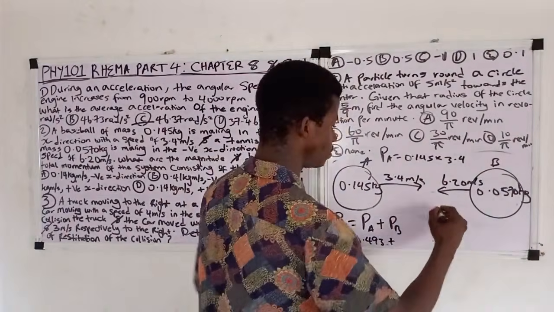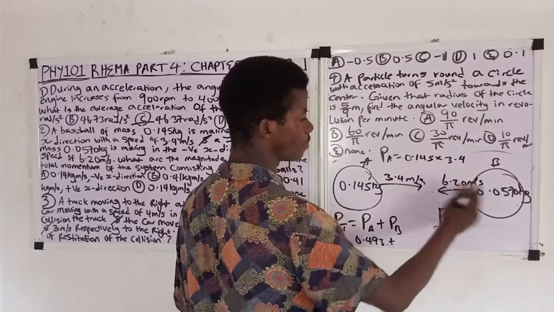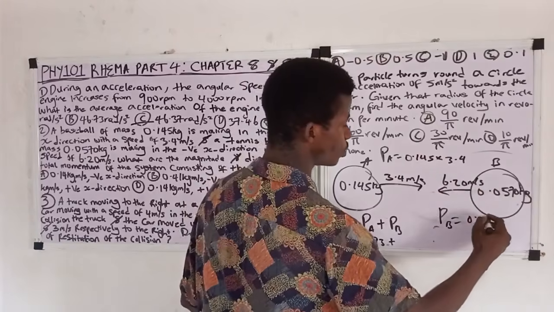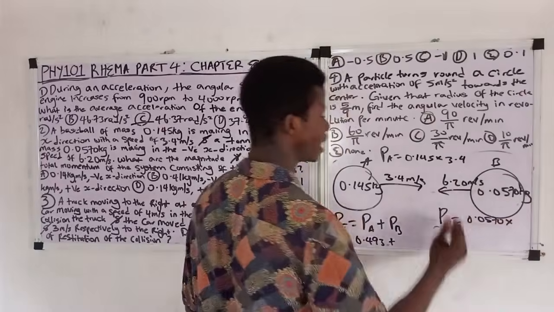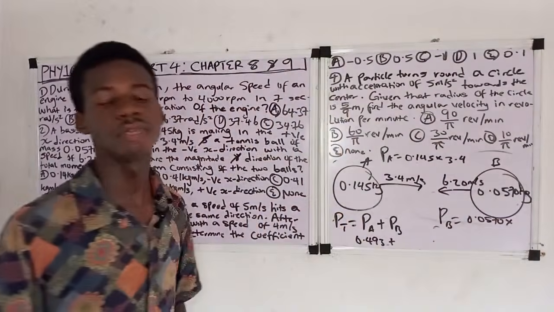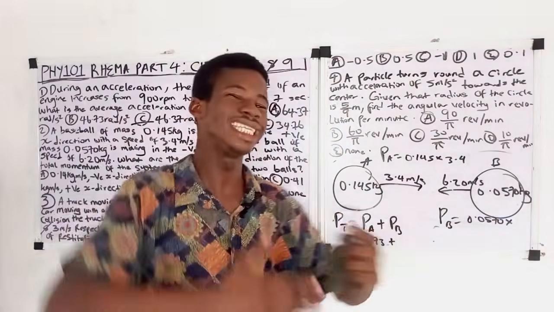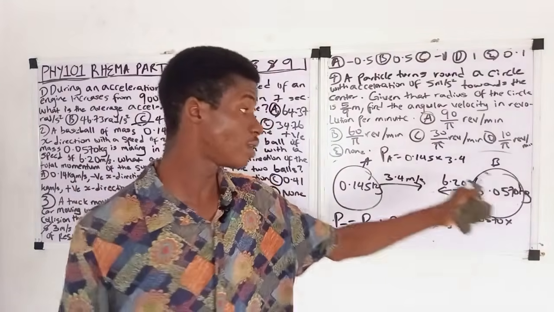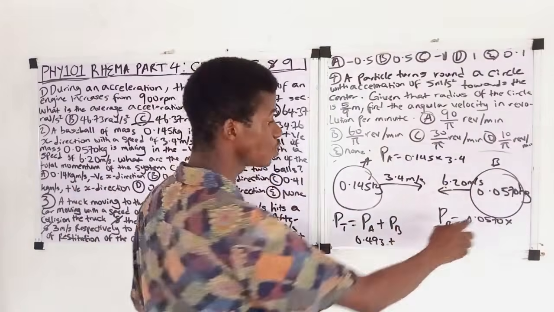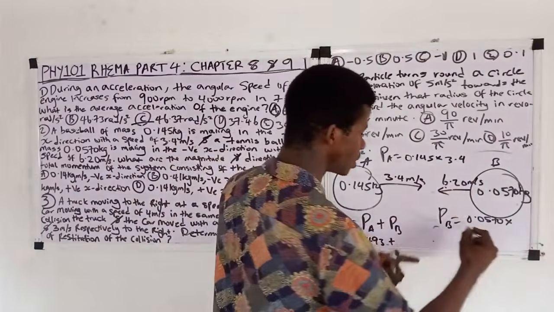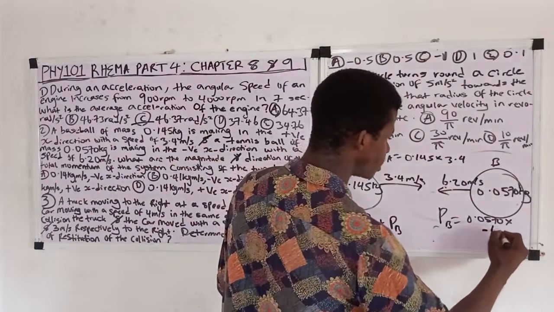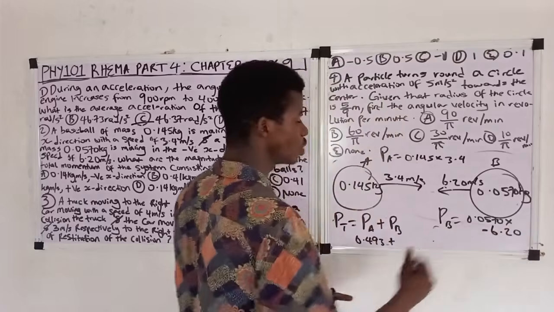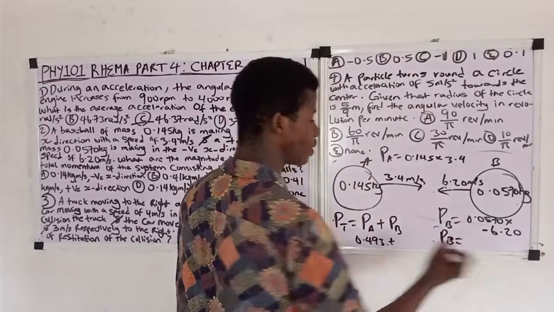So 0.493 then plus, let's look for momentum of body B. What is the mass of body B? 0.0570, right? Then times the velocity. Look at it, this body is going in the negative x direction. The velocity is moving in a negative x direction, therefore the velocity is negative, right? So times minus 6.20. If we multiply, what will be our answer?